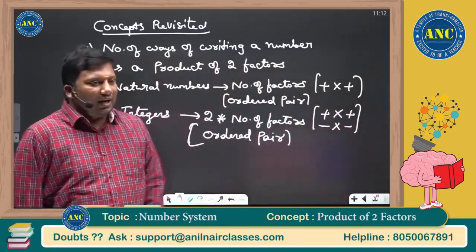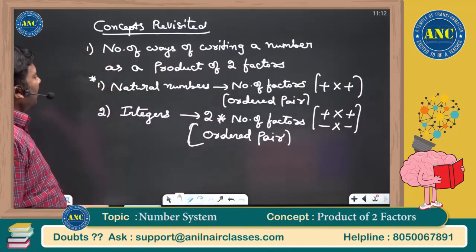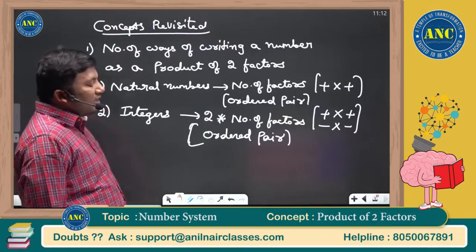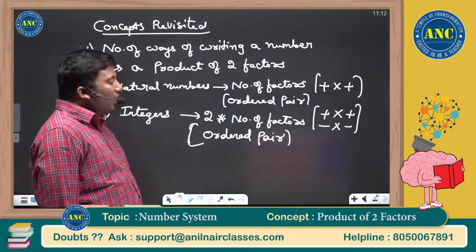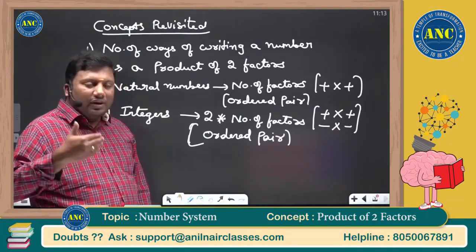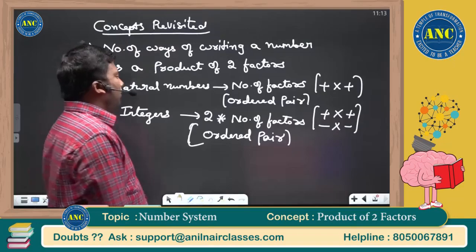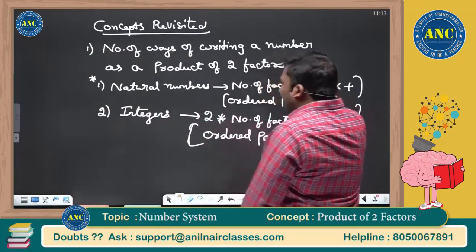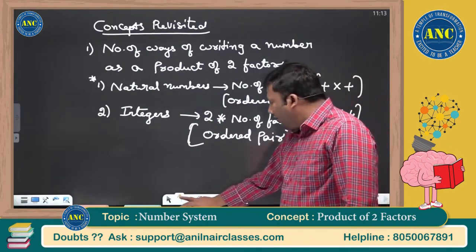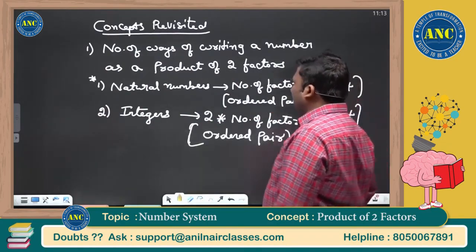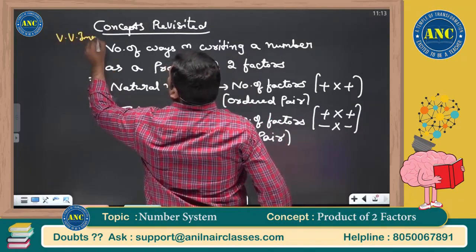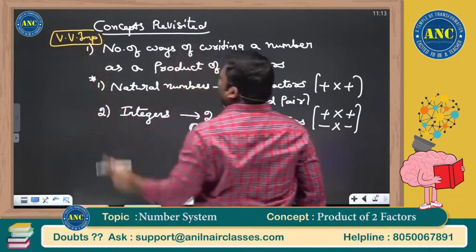Natural numbers as well as integers, these two important key points are there. Why is there a double? 2 times the number of factors we got. Why? Because positive into positive is positive and negative into negative is also positive. This is the first and very, very important key point. This concept we are going to use extensively in our class.